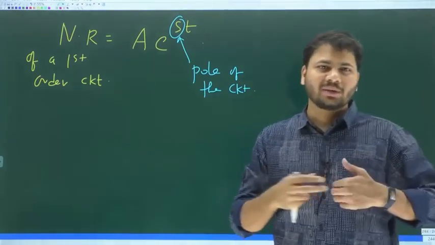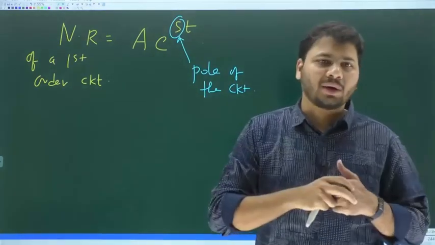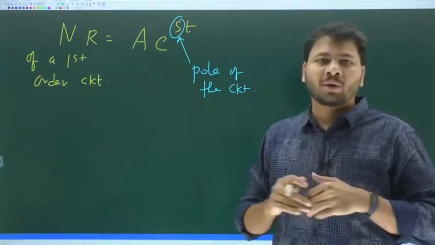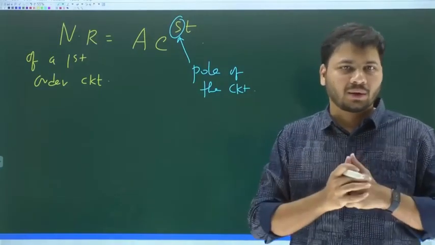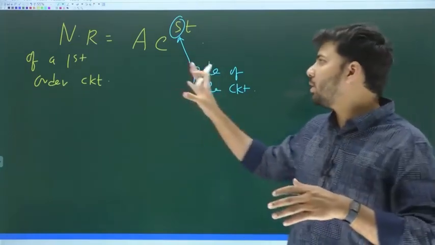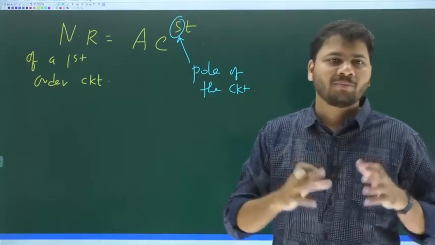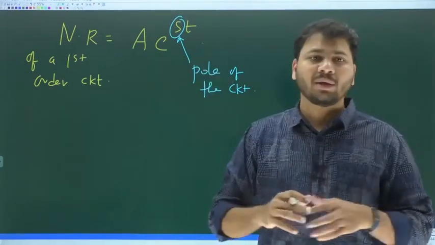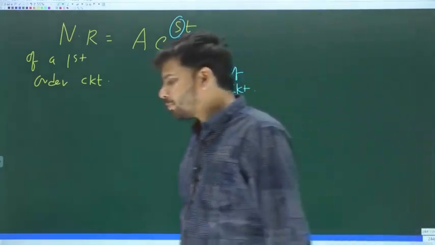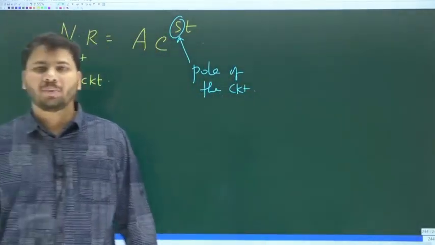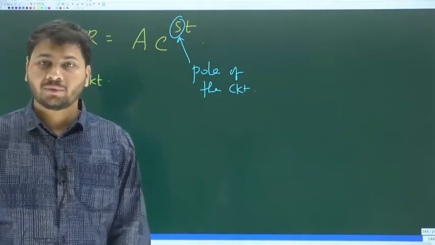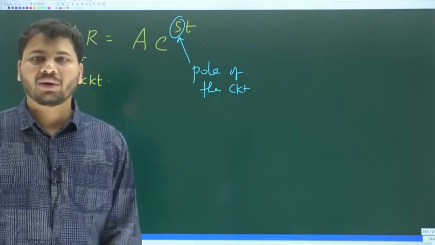Had it been a second order circuit, then in the natural response, you are going to have two decaying exponentials. But right now, we are only looking at a first order circuit. So the natural response will consist of only one decaying exponential. And the general form of the natural response of a first order circuit is A times e power st, where s is the pole of the circuit. Now the question is, how do you find the pole of the circuit? First of all, for a first order circuit, always the pole is equal to what?